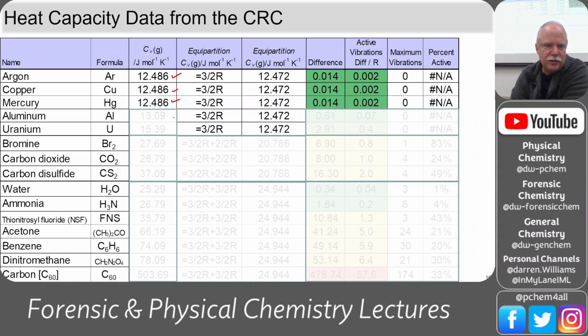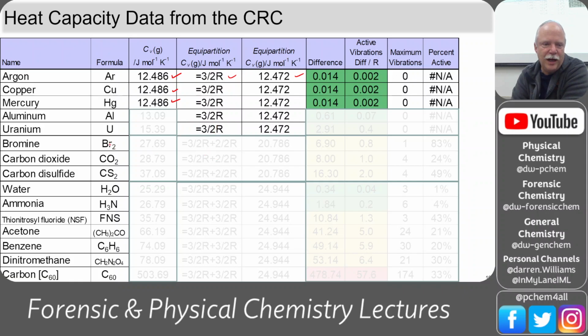Now there's something strange going on here with aluminum and uranium. Okay, well, let's look here. This is the experimental value, 12.486, and here's the theoretical value. 3/2 R is 12.47, right? And for all of these, the aluminum and uranium are coming in pretty close to those values.